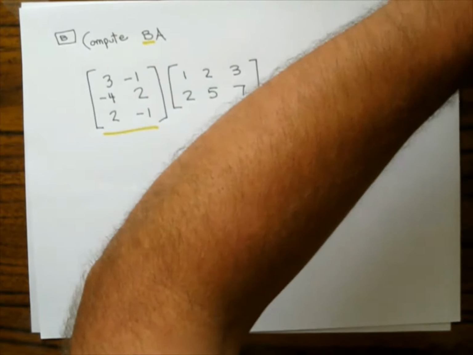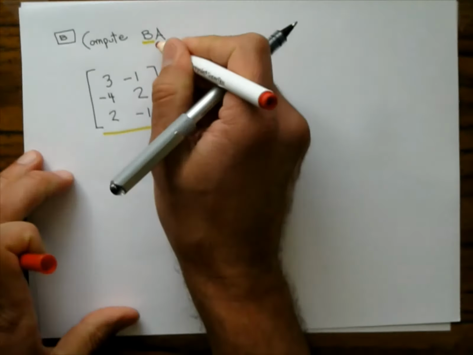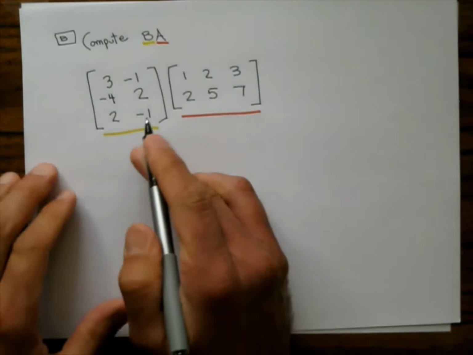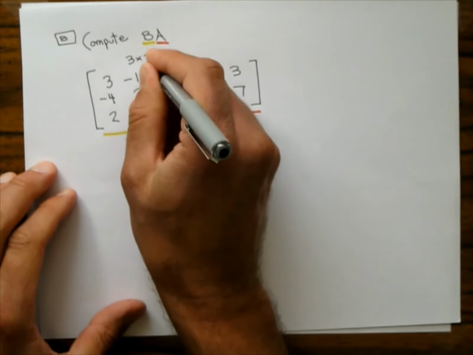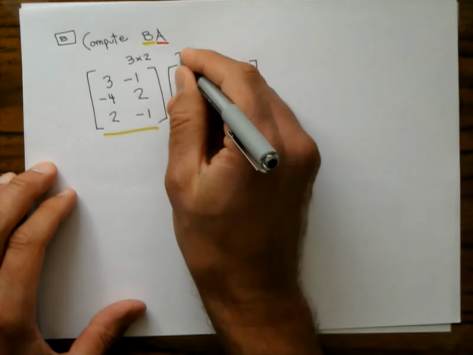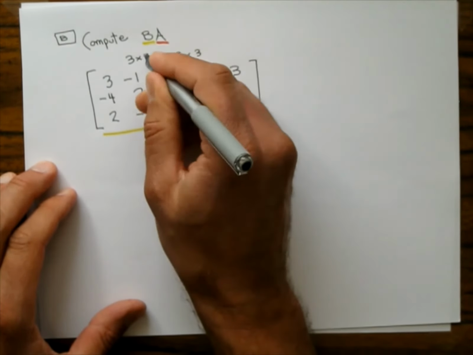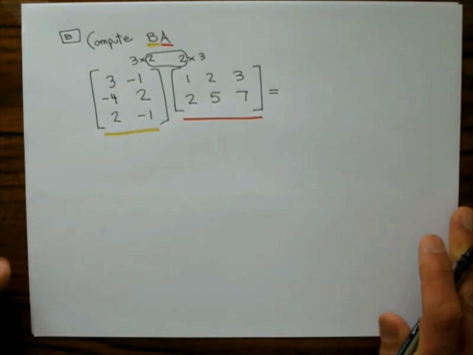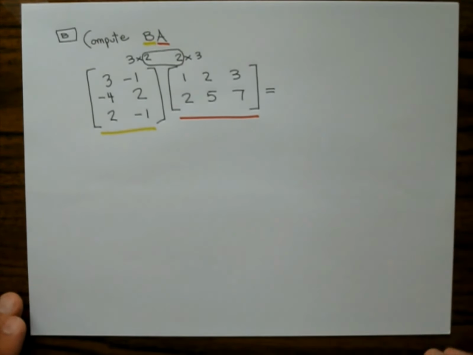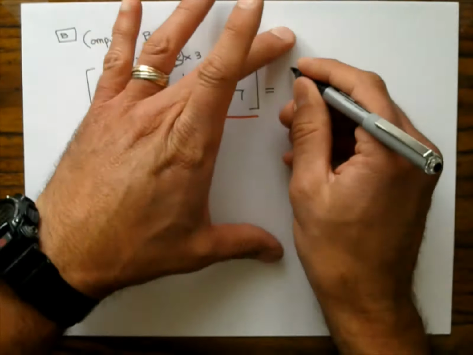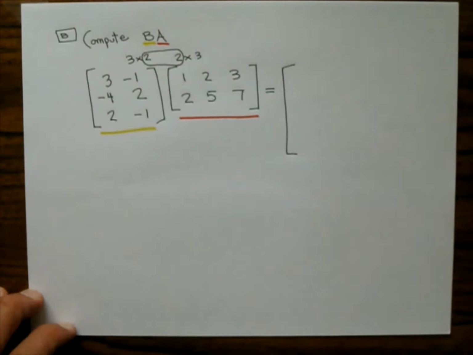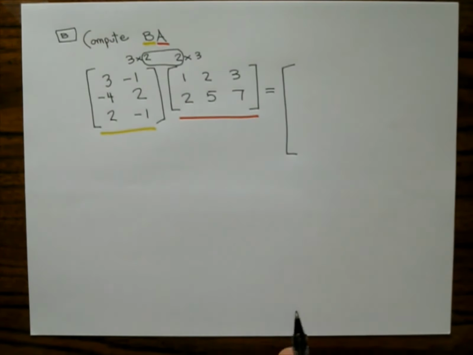And for all you perfectionists out there, I'll go ahead and make A be a color. Okay, there it is. We'll do a size check. 3 by 2 for the first one, and 2 rows by 3 columns for the second one. The inside numbers are the same. Hopefully, if you haven't paused the video, maybe pause it and see if you can do this and see if you get the right answer. So it's going to be 3 by 3 and 3 by 3. Let's go ahead and compute this.